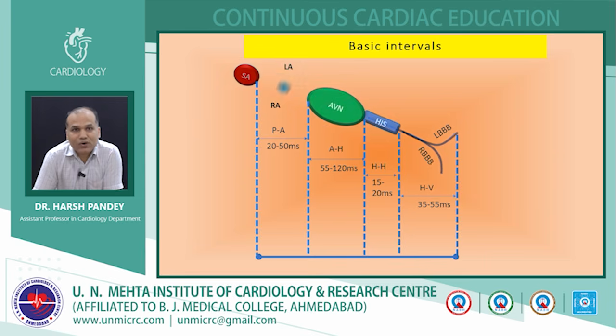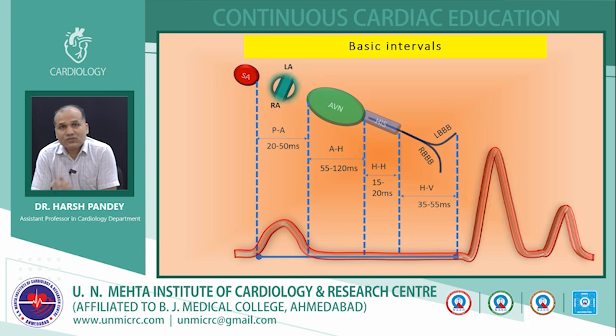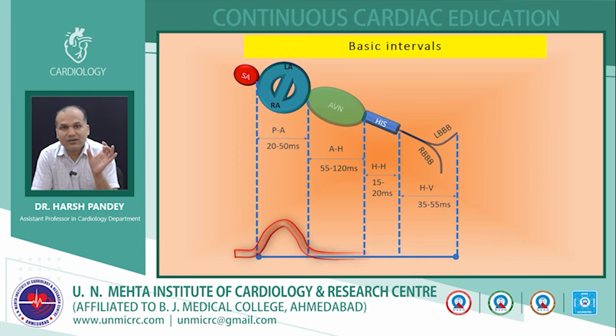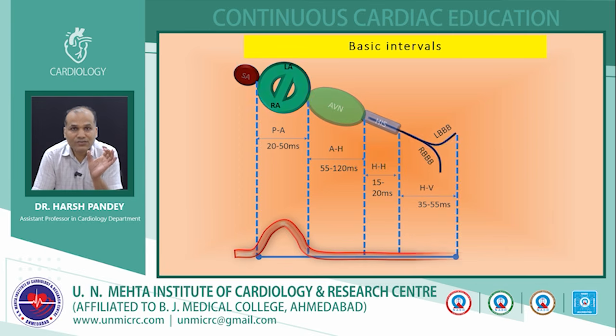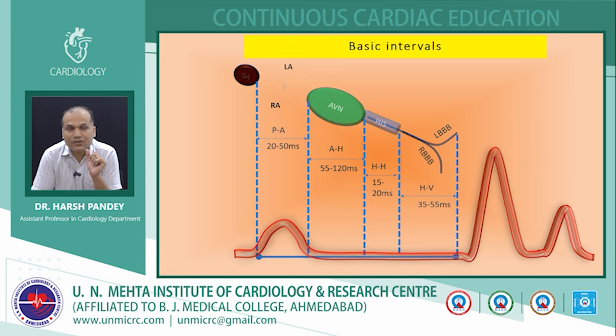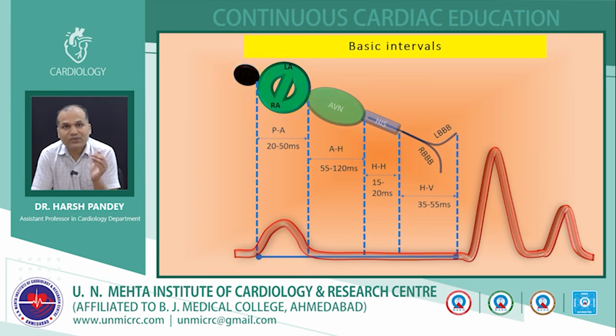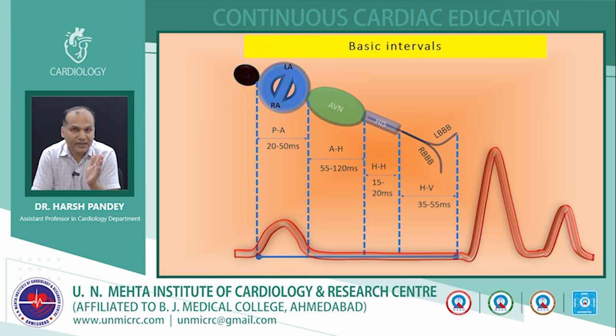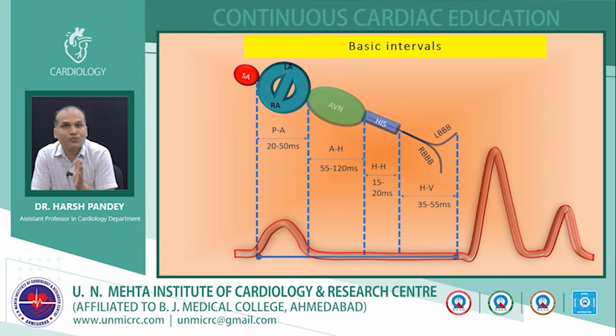So the important thing to understand here is that all these intracardiac intervals, P to A, A to H, H to H, and H to V, are all part of the PR interval. One more important thing to understand is that the SA-nodal activity is not going to reflect in the surface ECG. We are seeing the P wave, which is a reflection of the atrial depolarization, and subsequently we are seeing the PR interval, from the start of the P to the start of the QRS complex. That PR interval will consist of the P to A, A to H, H to H, and H to V intervals.